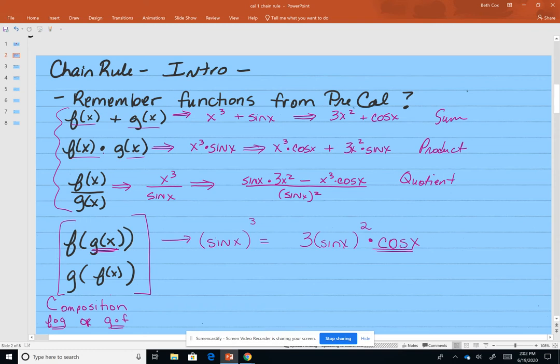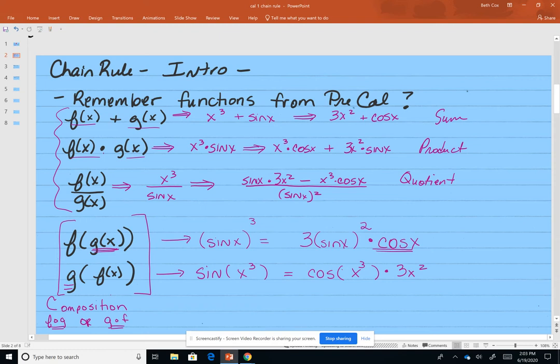And then if we switch it around and do the g first, remember g is the sine of something, and into the blank goes x to the third. That's the f. If I want to do the derivative of this, I do the derivative of the outside function, which is the sine. The derivative of sine is cosine times the derivative of the inside, which is 3x to the second.